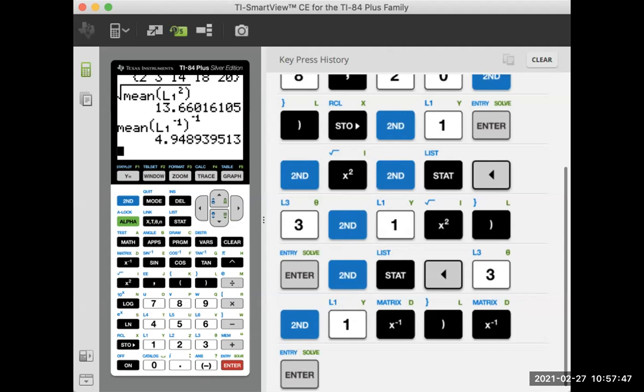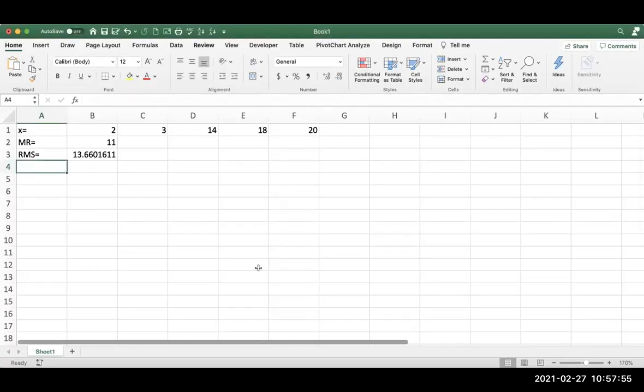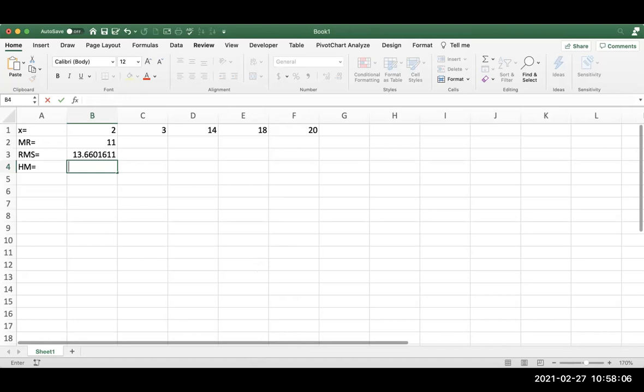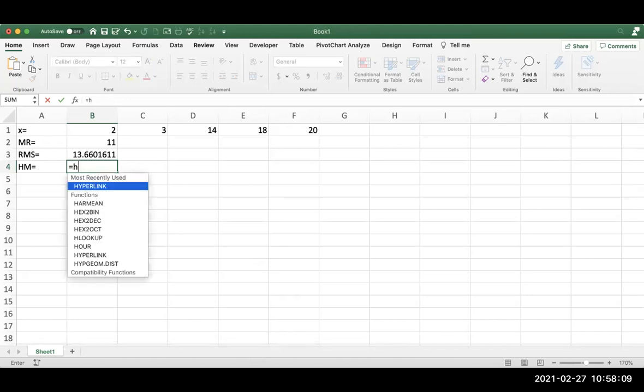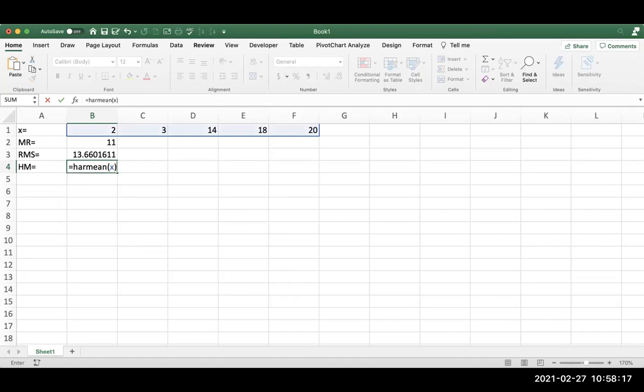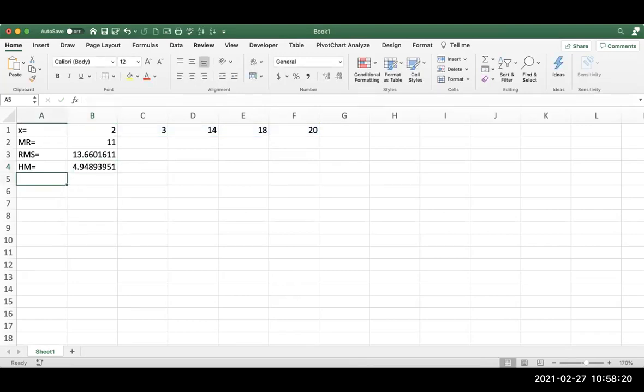Let's use Excel. And so the harmonic mean. In Excel, I'm actually listing them all down so you can compare. So in Excel, I'm going to do the harmonic mean of, in this case, I'll call it x. 4.94893951. So that's the harmonic mean.